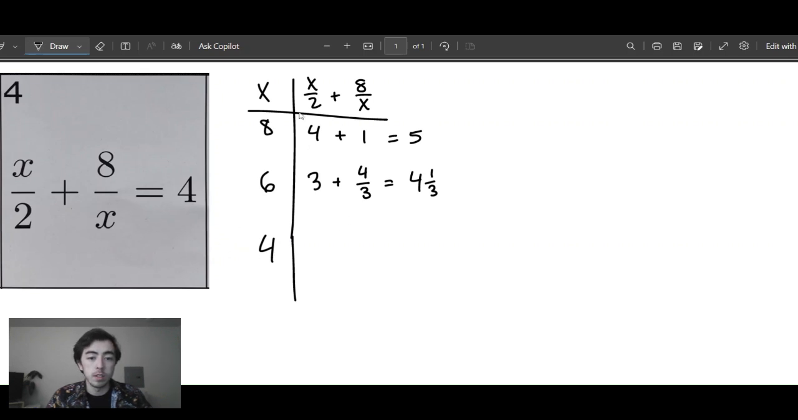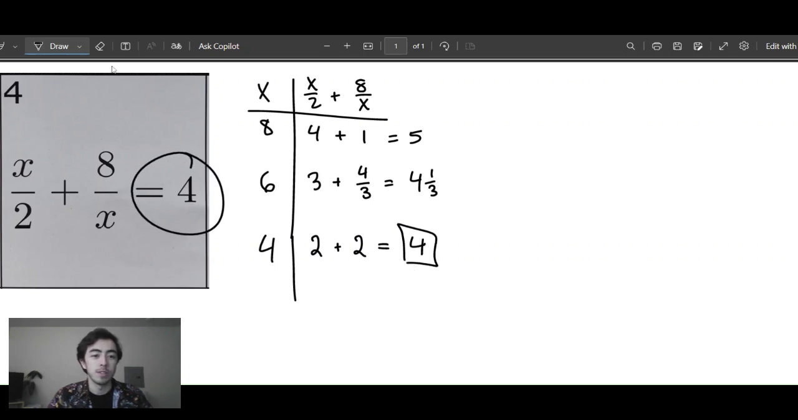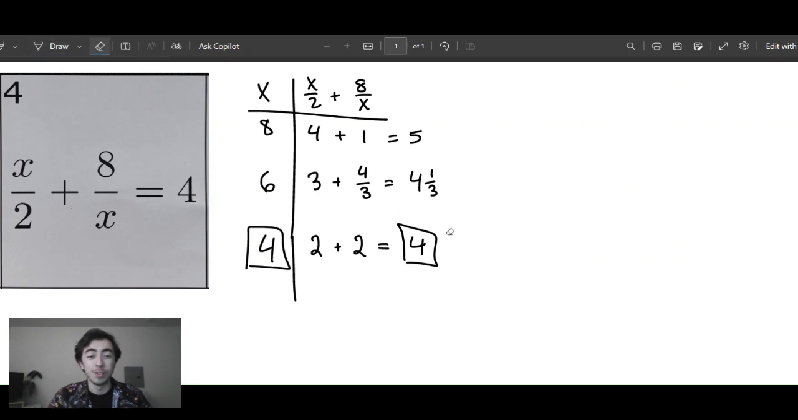And then here we can see that doing 4 over 2 gives us 2. And then 8 over 4 gives us another 2. And that's the 4 that we want on this side of the equation. And so it's this 4 actually that was the x value that I plugged in and matched today's date.